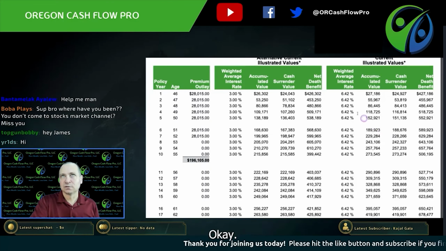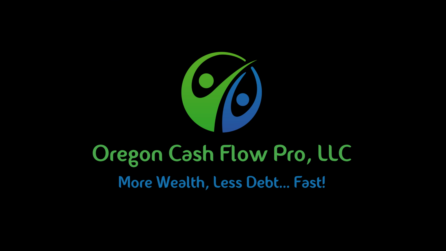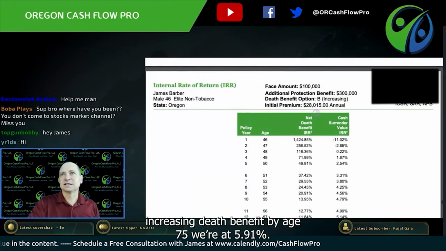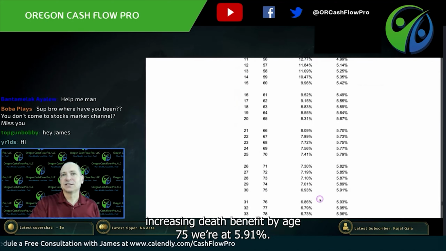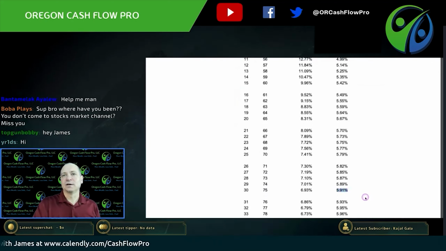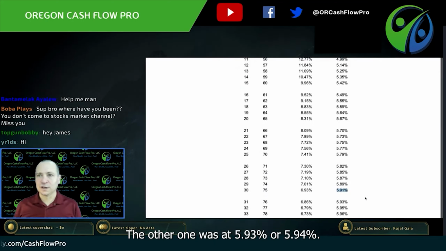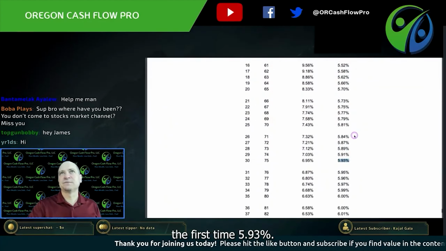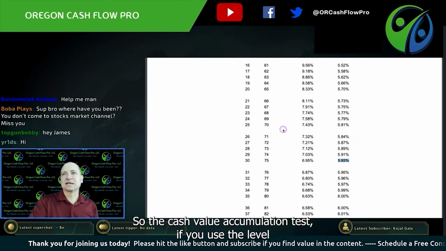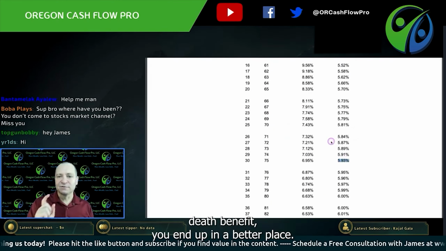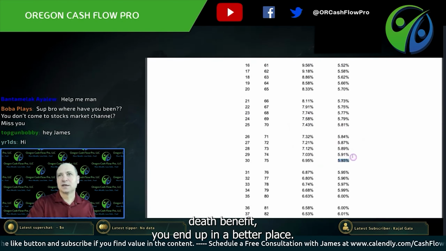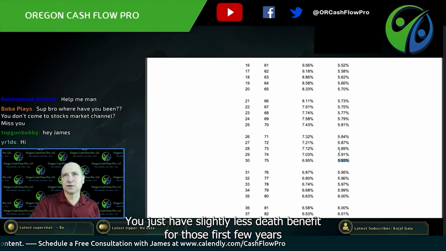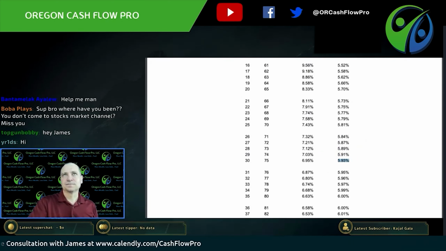Fairly negligible, okay? But let's see what that internal rate of return looks like. It's going to be a little lower. Again, this is our cash value accumulation test, increasing death benefit. By age 75, we're at 5.91. The other one was at 5.93 or 5.94. By age 75, 5.93. Yeah, I was right. So the cash value accumulation test, if you use the level death benefit, you end up in a better place. You just have slightly less death benefit for those first few years than this one does.